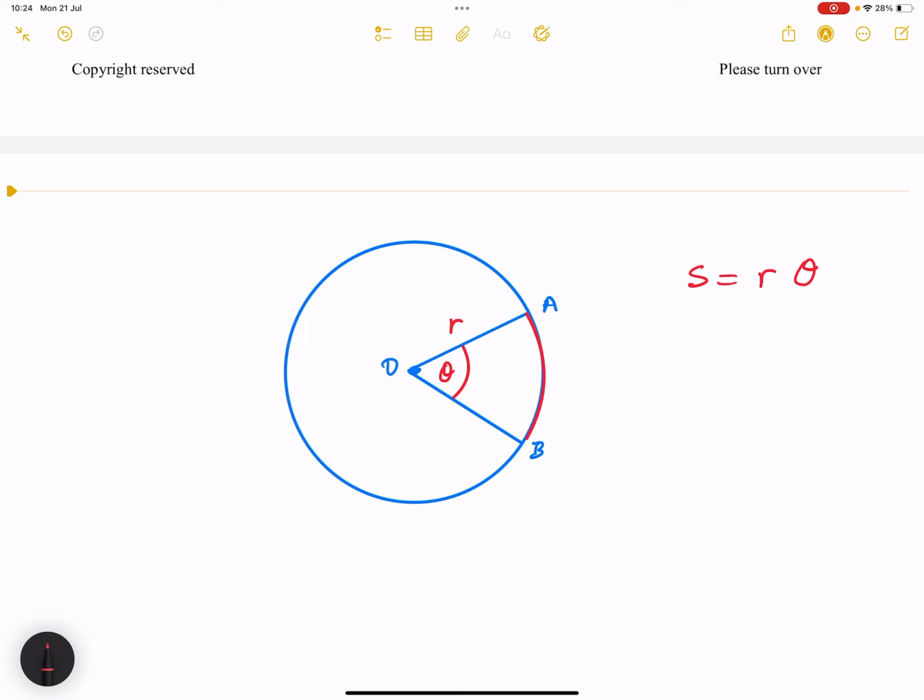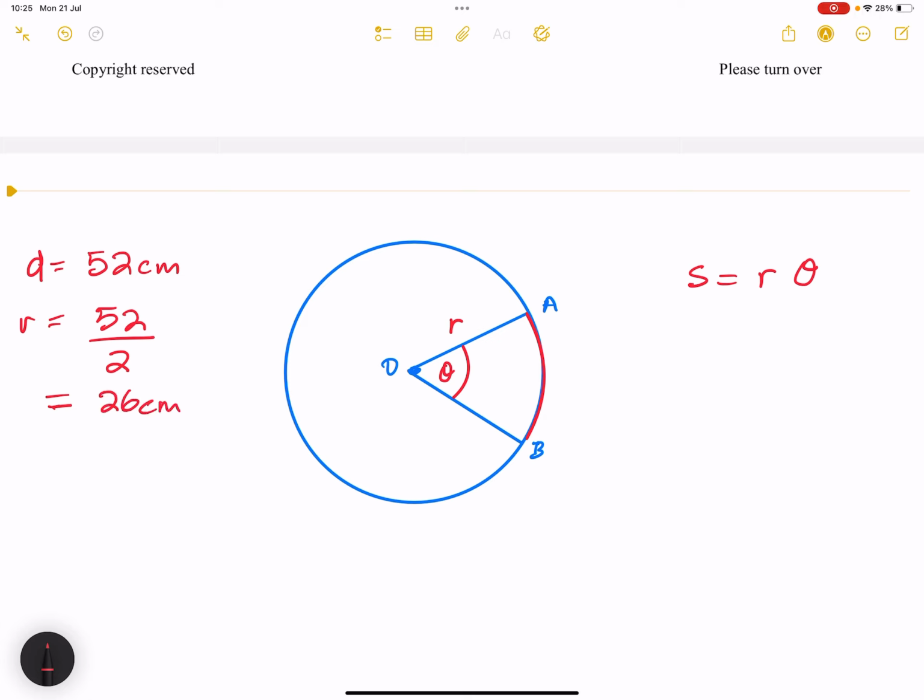So we were given that the diameter was 52 centimeters. We know that the radius will be the diameter divided by 2. Remember that the diameter is twice the radius, meaning that the radius is half of the diameter. So that gives us 26 centimeters.